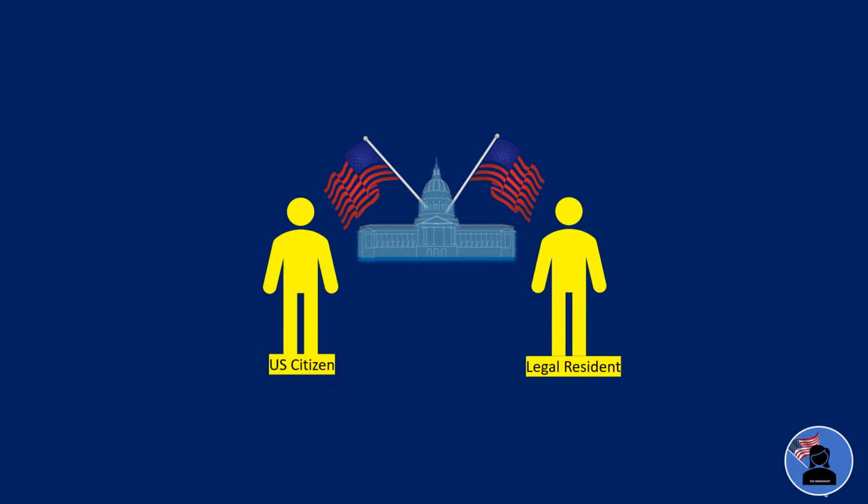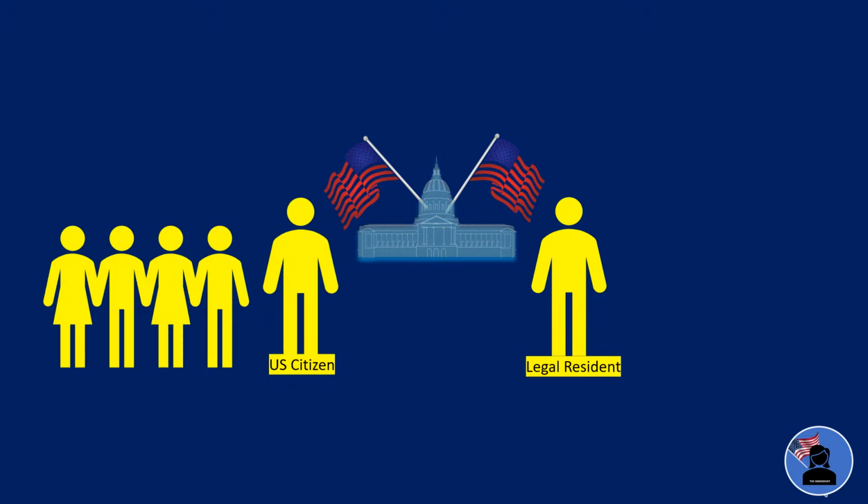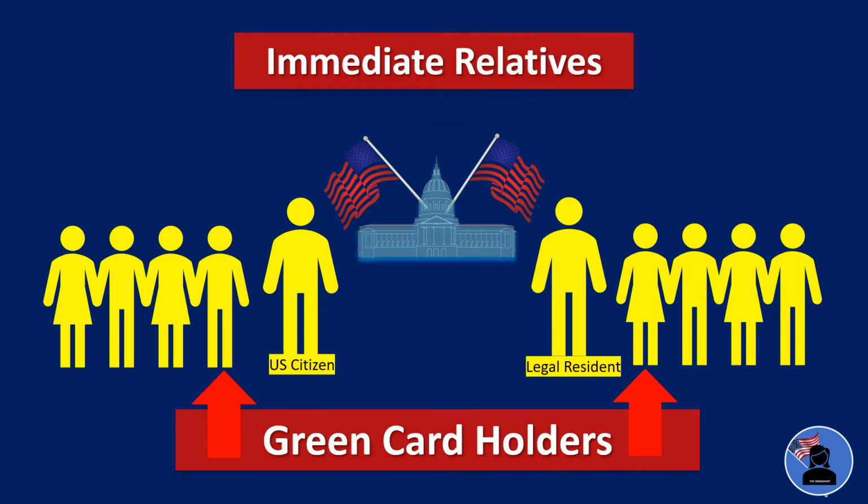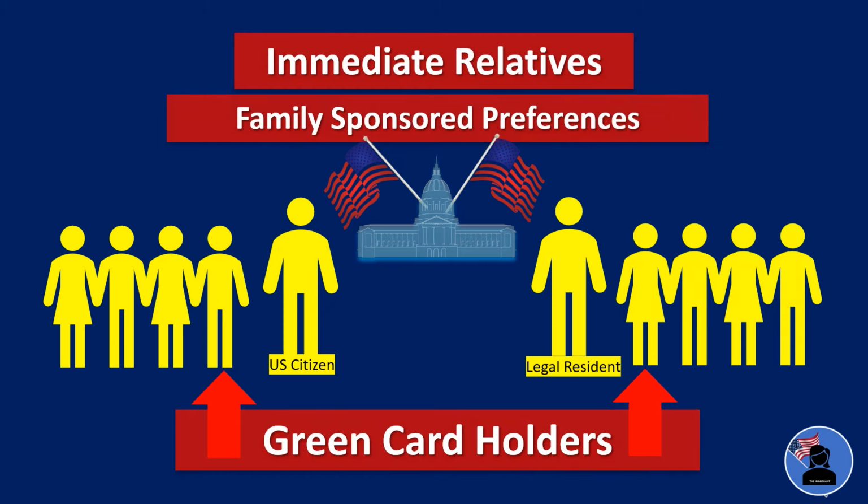United States immigration law allows certain non-citizens, who are family members of U.S. citizens and lawful permanent residents, to become lawful permanent residents, meaning they can obtain a green card, contingent on specific family relationships.